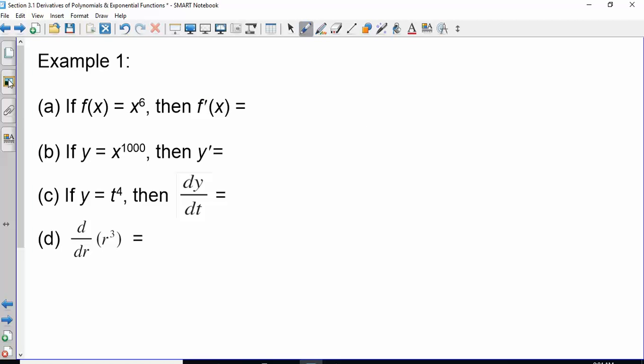Alright, so here we go. We can find all of these now. So if it's x to the 6th, what would your derivative be? If it's x to the 1,000th, wouldn't you like to work that one out by hand? What does that become? 1,900.